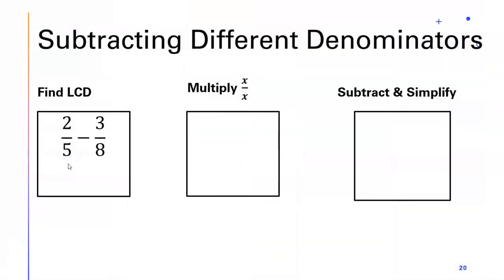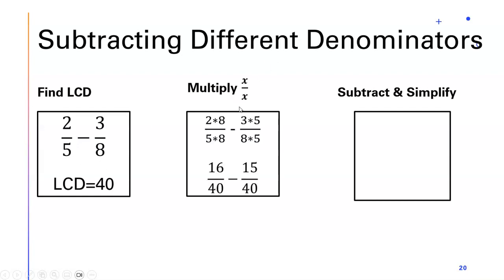So here we have the example 2/5 minus 3/8, and your lowest common denominator is 40. So you'll need to multiply by x over x, which would be 8 over 8 for your first fraction, giving you 16 over 40. And for your second fraction, it would be 5 over 5 to give you 15 over 40. Now you can solve and simplify, which would be 16 minus 15, giving you 1 over 40.